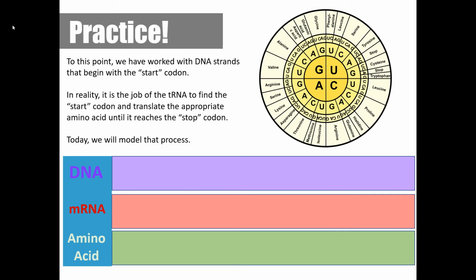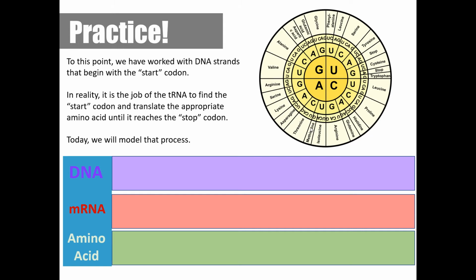So when does it know to stop? Well, there are going to be stop codons as well. I want you to look at your codon wheel on the screen. If we look at the codon wheel, we're going to notice that AUG codes for the amino acid methionine. Methionine is always the start codon. So AUG is always going to be the start codon, and it's going to code for the amino acid methionine.